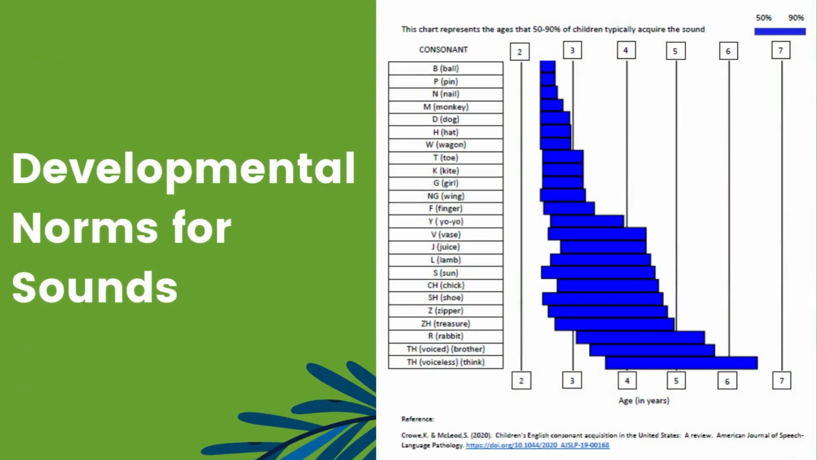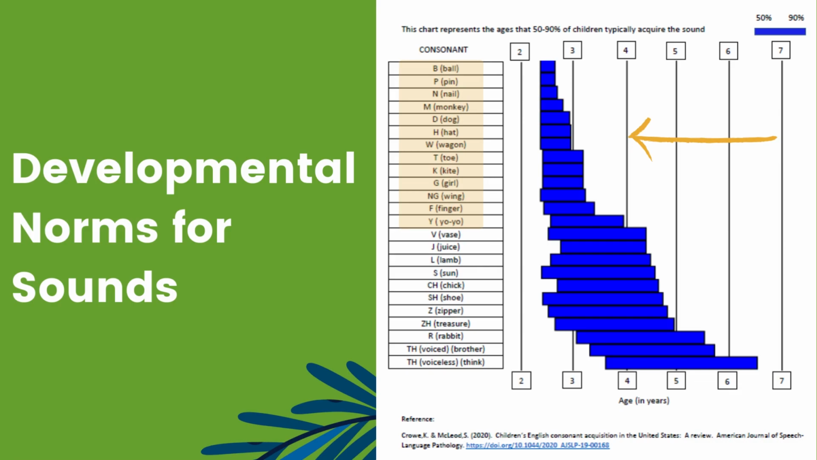Let's take a look at developmental norms for speech sounds. This chart gives us a rough idea of when different American English speech sounds are developed or learned. Let's read this chart together for a 4-year-old. To do this, we will follow the vertical line for the 4-year-old age. Based on developmental norms, we would expect a 4-year-old to accurately say sounds where the blue bar is completely on the left of their age line, which is the first 12 sounds.